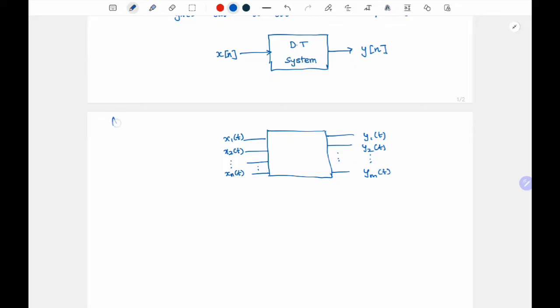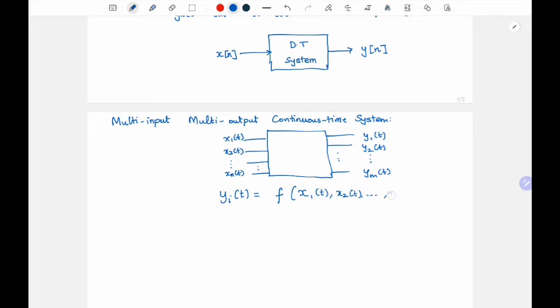So this is an example of multi-input, multi-output. And since the signals are itself continuous time, it is a continuous time system, right? And each of these yi of t is nothing but some function of the xi of t's, right? x1 of t, x2 of t, and xn of t.